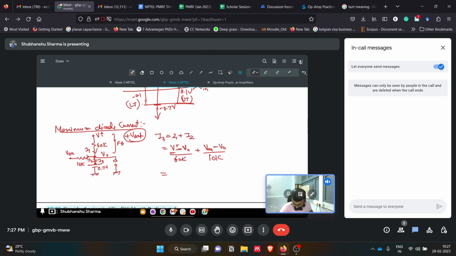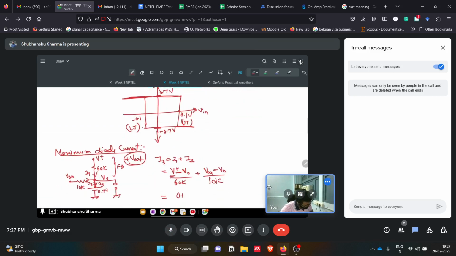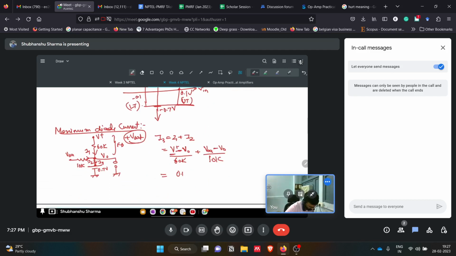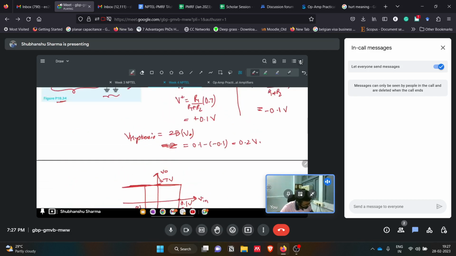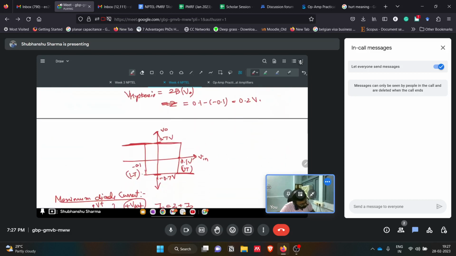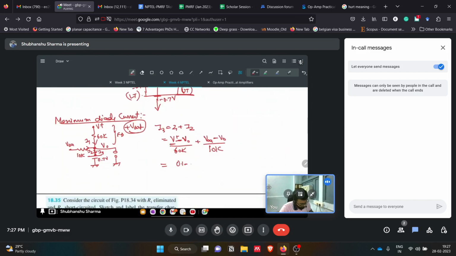So then what will happen? This V plus will be 0.1 volt, because we are considering the upper threshold voltage. So that will be 0.1 volt minus the output, which is 0.7, divided by 60k, plus VOA, which is the saturated voltage 12, minus V naught, which is 0.7, again by 10k. So this will be 1.12 milliampere.